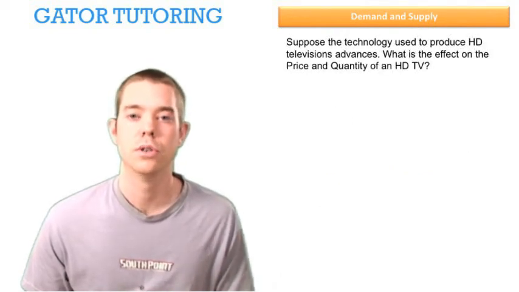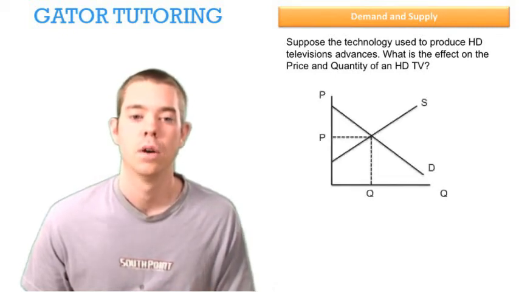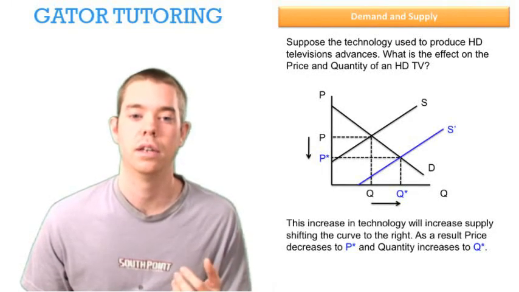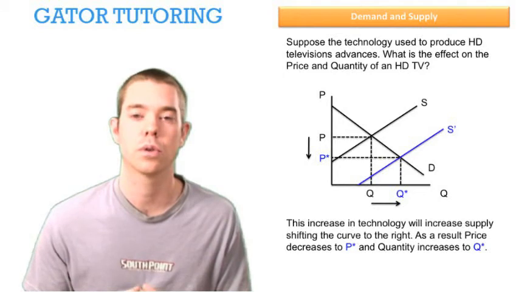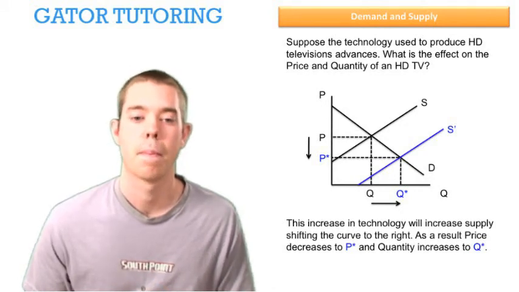Suppose the technology used to produce HD televisions advances. What is the effect on the price and quantity of an HD TV? Well, let's take a look at the supply and demand. We see that an increase in technology will increase supply, which will shift that curve to the right. So as a result, we see that the price decreases and the quantity increases.